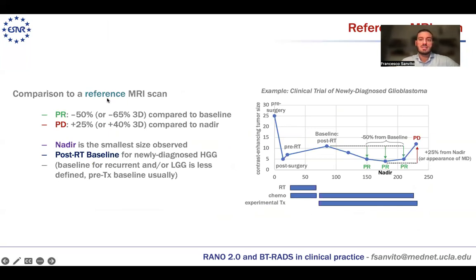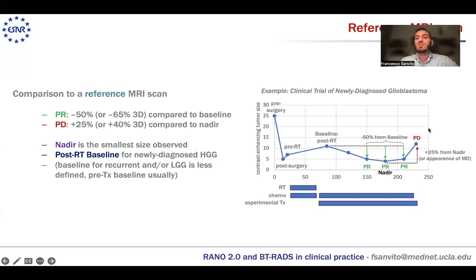RANO 2.0 mandates some specific reference MRI scans that you have to compare to. Sometimes in clinical practice, unfortunately, we just compare to the previous scan or whatever we have. But for RANO 2.0, the response requires a shrinkage of at least 50% bidimensional or 65% volumetric compared to the baseline. So for instance, here there's shrinkage compared to baseline, we call it response. Progressive disease, instead, has to be 25% in diameters or 40% in volumes compared to nadir, which is the smallest time point of the series.